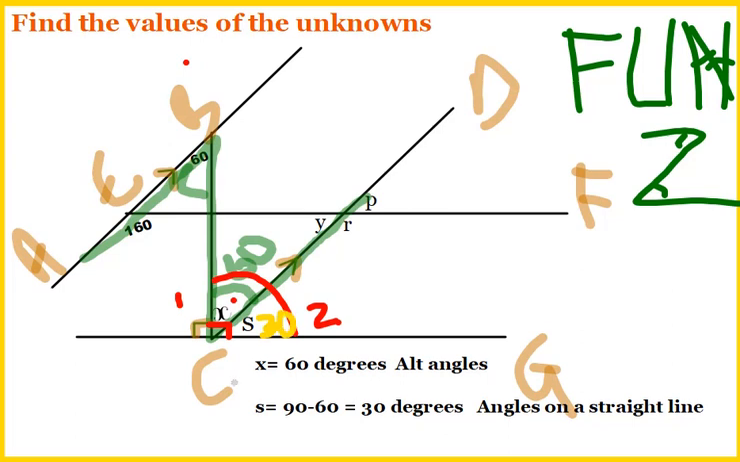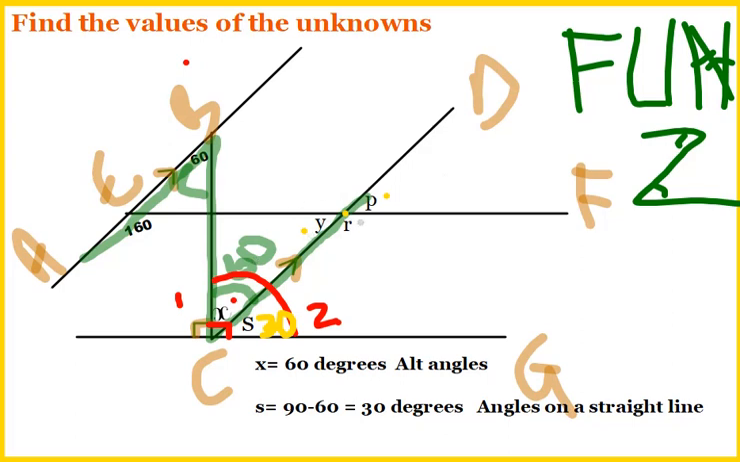Now let's move on to Y, P, and R. Looking at this figure again, I can see that Y is equal to P because they are vertically opposite angles. Can you see it's vertically opposite? It's because there are two straight lines that meet at this point right there. So Y is equal to P because of vertically opposite angles. That's our reason.